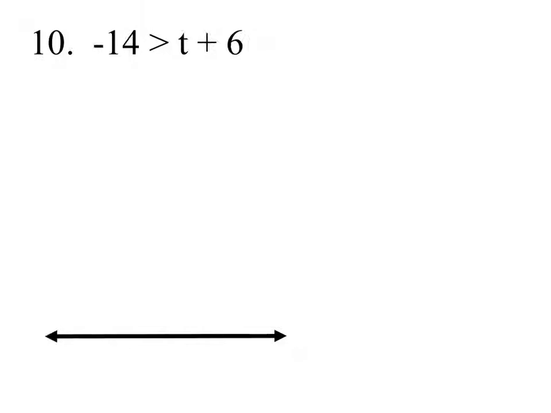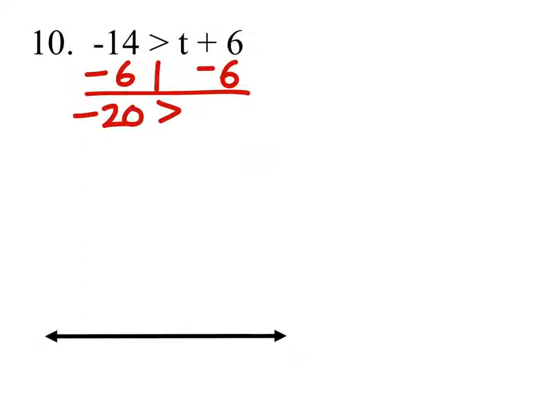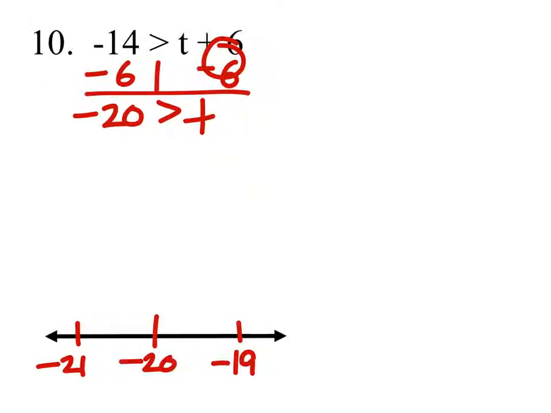So all I'm going to do on this one, subtract 6 from both sides of the inequality. So -14 minus 6, just put that in the calculator, gives you -20. And this is still greater than t, and the 6 is zeroed out. So at negative 20, that's where it would be equal to t. So we're going to put that on the graph. To the left would be negative 21, to the right would be negative 19.